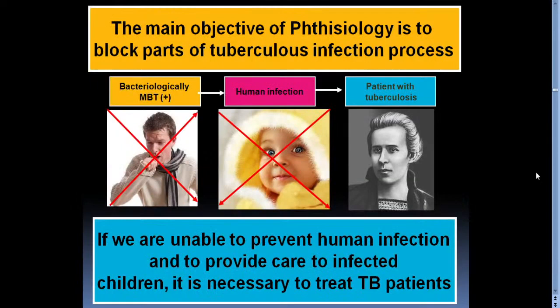The main objective of prophylaxis is to block parts of the tuberculosis infection process. If we are unable to prevent human infection and to provide care to affected children, it is necessary to treat TB patients.